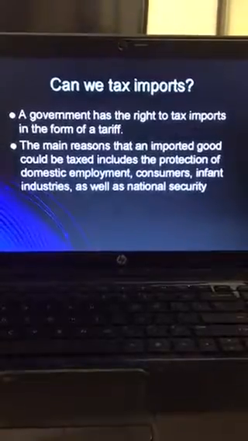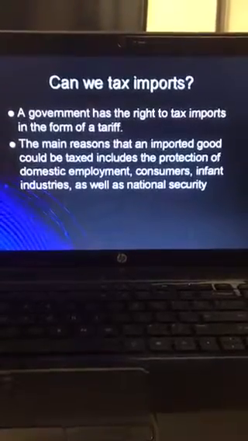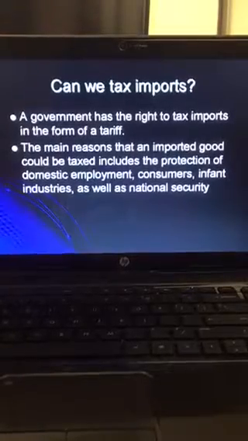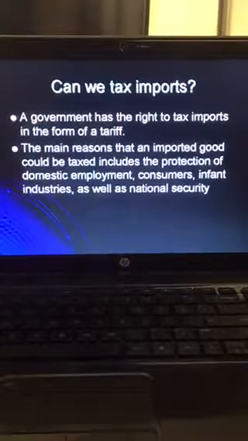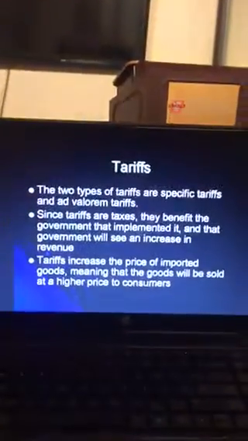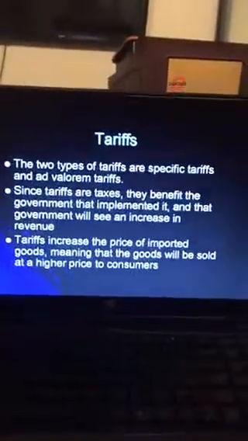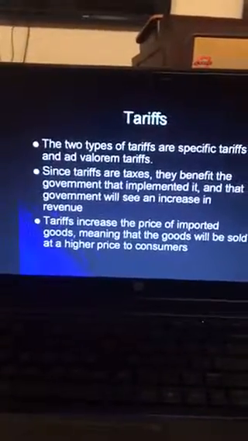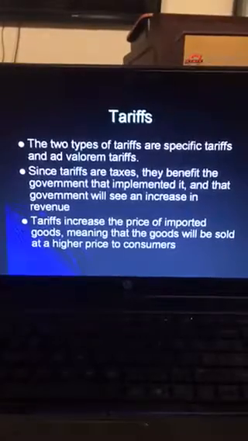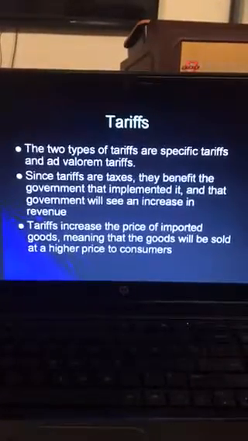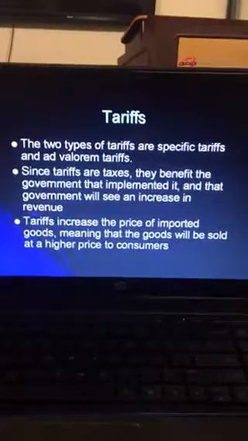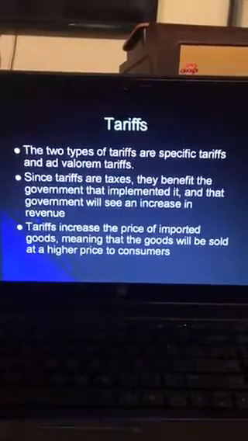Any government has the right to tax imports in the form of a tariff, and the main reasons that a government would do this would be to protect domestic employment, consumers, infant industries, as well as national security. There are two types of tariffs. One is a specific tariff and the other is an ad valorem tariff. Specific tariffs are a fixed fee for a particular good and they vary across all types of goods. Ad valorem tariffs are based on the percentage of the value of the good that's being imported.